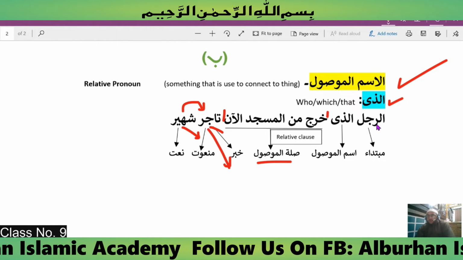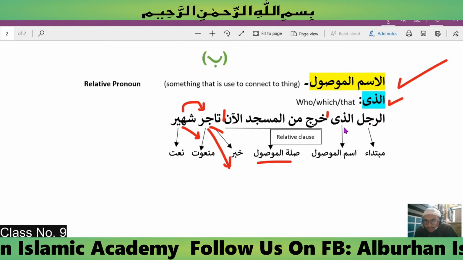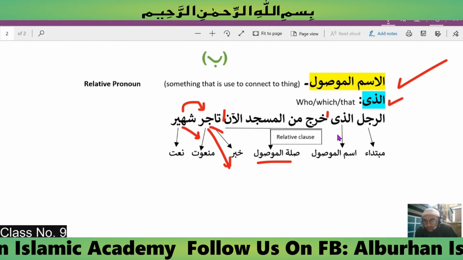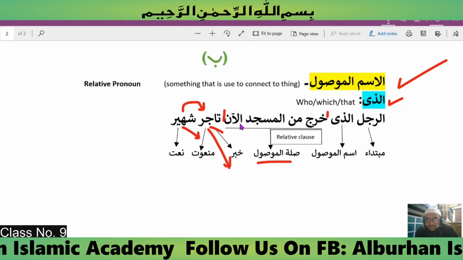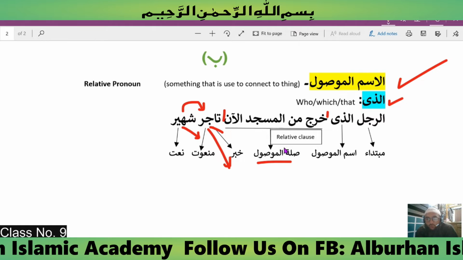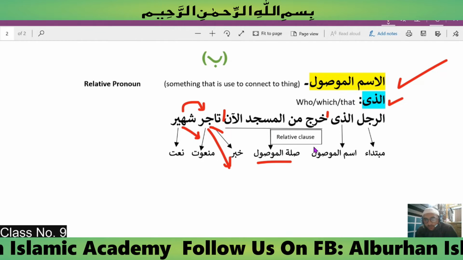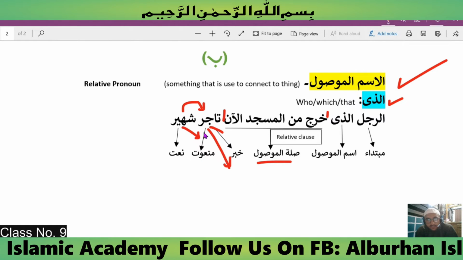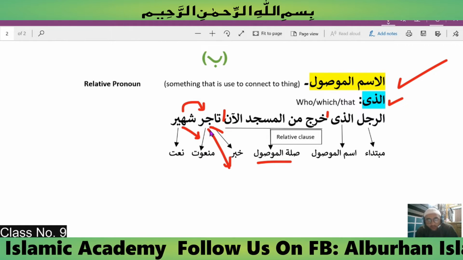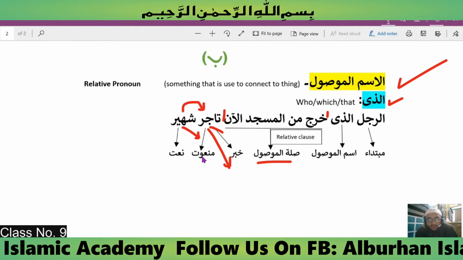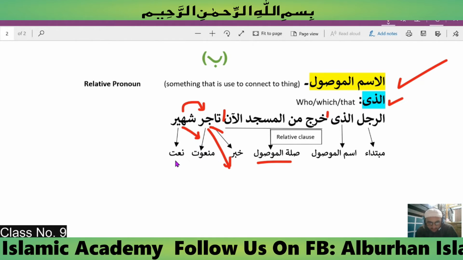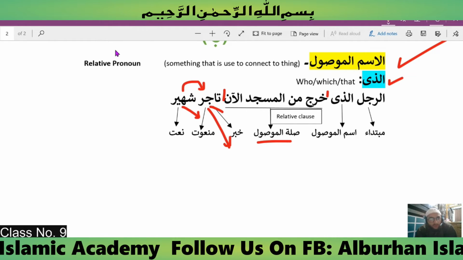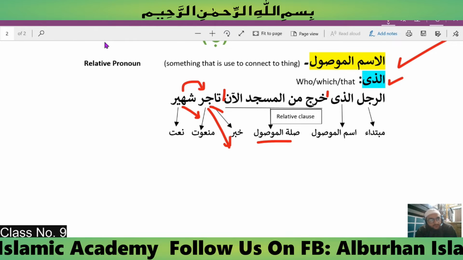Okay, الرجل مبتدا, الذي اسم الموصول. What is اسم الموصول? In English, a relative pronoun. خرج من المسجد الآن is صلة الموصول, which means relative clause. تاجر is خبر, and also it is منعوت. And شهير is the نعت. Alright, I'm sure you understand our concept.